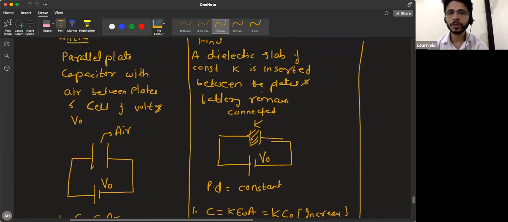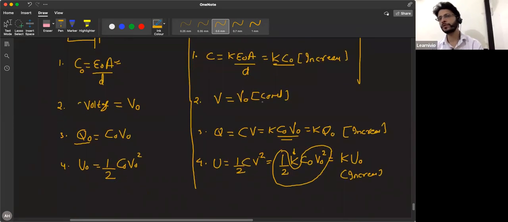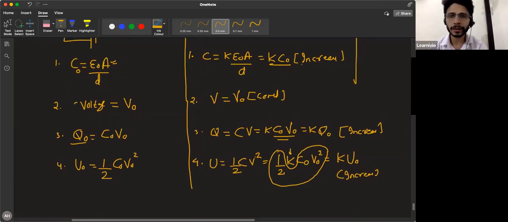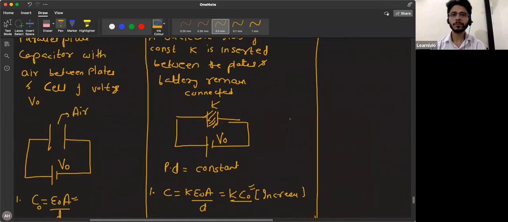Then we introduced a dielectric slab between the plates of the capacitor, and the battery remained connected. Comparing capacitance, potential difference, charge and energy, we saw that capacity increases on introducing a dielectric slab. Potential remains constant, charge increases, and potential energy also increases. Now the next part in the same question.